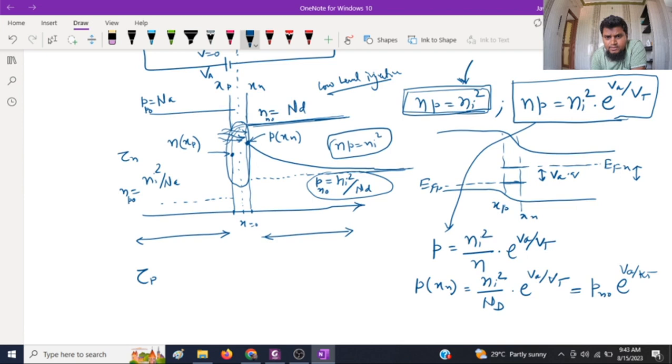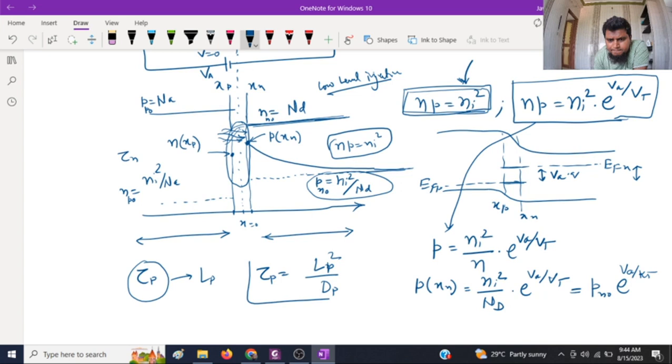Now this profile is defined by the recombination time or recombination length, or diffusion length Lp, where tau p is related as tau p is equal to Lp square divided by Dp. This is how they are related. Or Lp square is equal to Dp into tau p, where Dp is the diffusion constant that we all know.